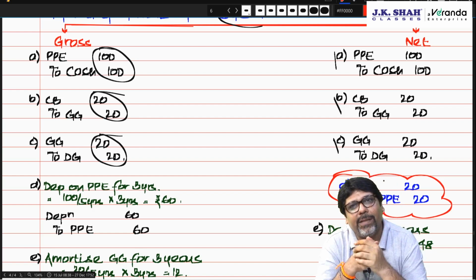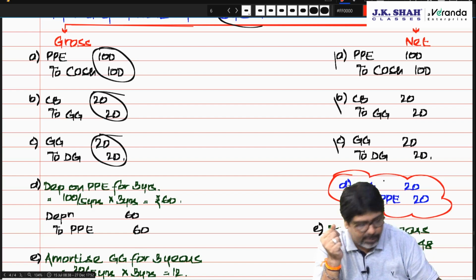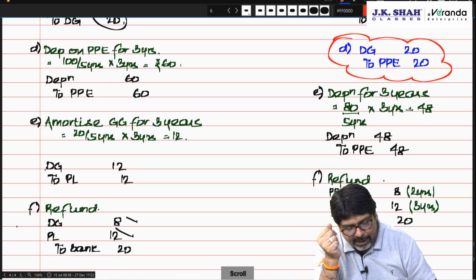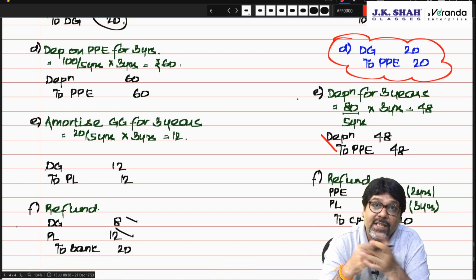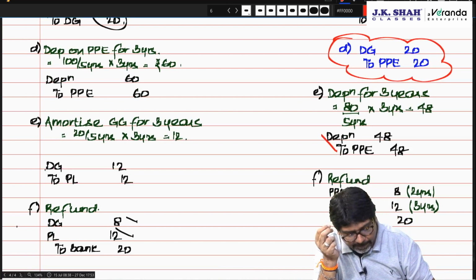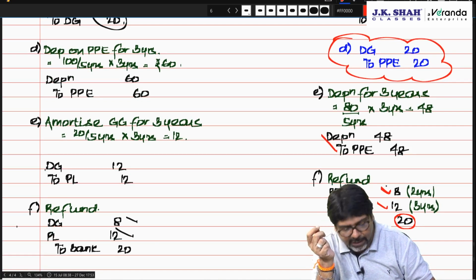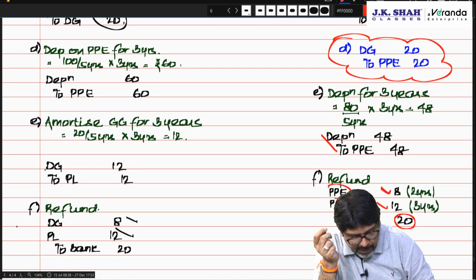So each year, how much you will depreciate? 16 rupees. 3 years, how much you would have depreciated? 48 rupees. Now refund जब करेगा तो 20, how much you have transferred it to PL? 12. How much is in PPE? Unamortized. Instead of DG, it will become PPE.